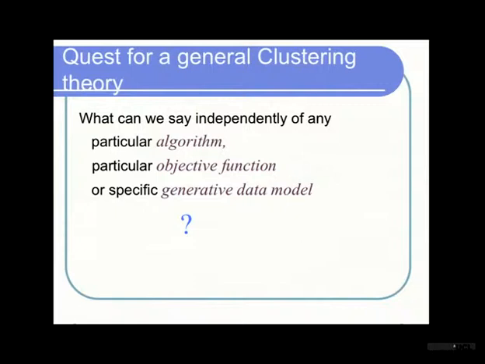So the question is, can we come up with some kind of theory that will be independent of any particular algorithm, not just analyze a specific algorithm, independent of any particular objective function, because clustering has many possible objective functions, and independent of any specific generative model. And this is a very difficult challenge. But still, if you compare it to other areas of computer science or mathematics, we do have such understanding. We do have theories that are independent of the algorithm or independent of a generative model. But we don't have it for clustering.